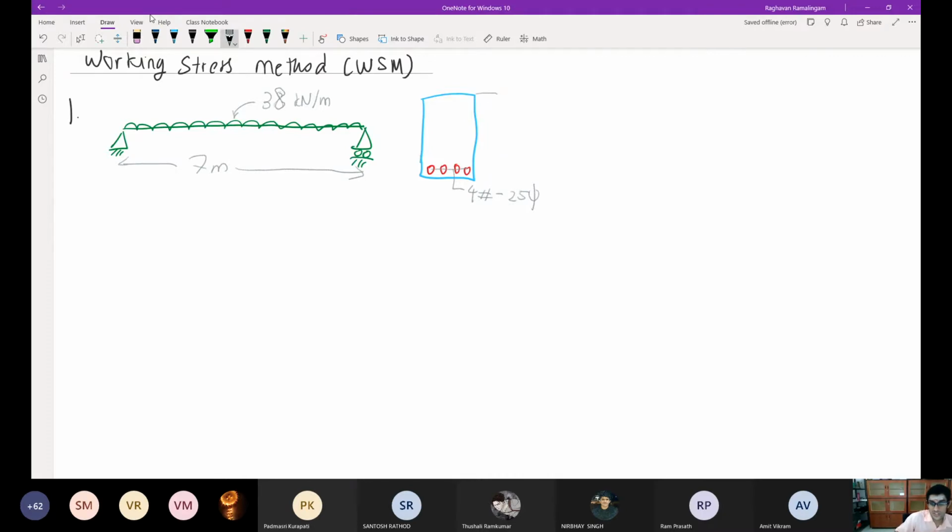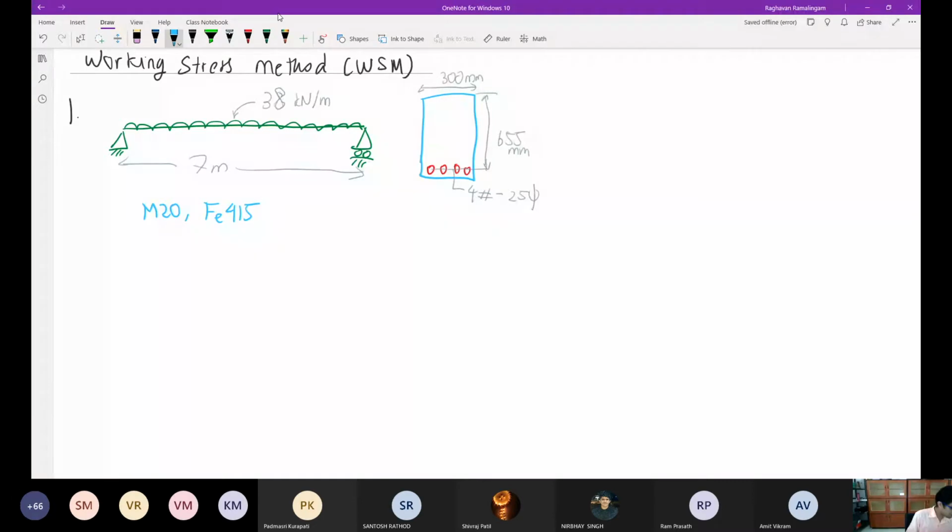So the depth of this beam till the centroid of this reinforcement is 655 millimeters, and the breadth of this beam is 300 millimeters. Okay. We also are given some more data, which is the concrete is M20 and the steel grade is Fe415. Okay, these are the data given to you.